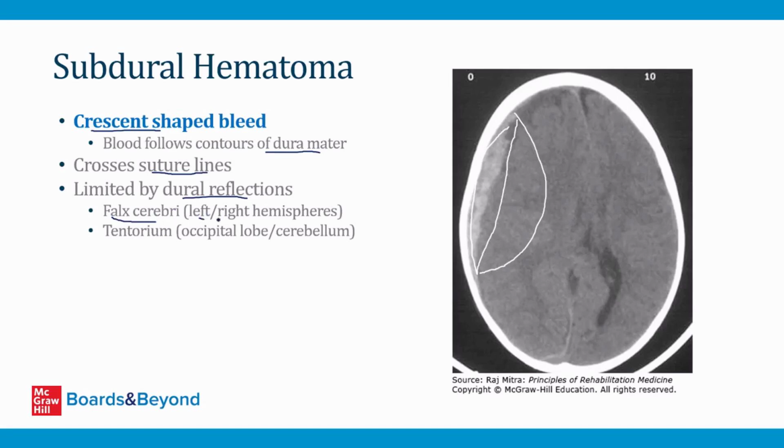This separates the left and right hemispheres of the brain. The tentorium is another dural reflection. It separates the occipital lobe from the cerebellum. And so these are the regions of the brain where the blood in a subdural hematoma cannot cross.